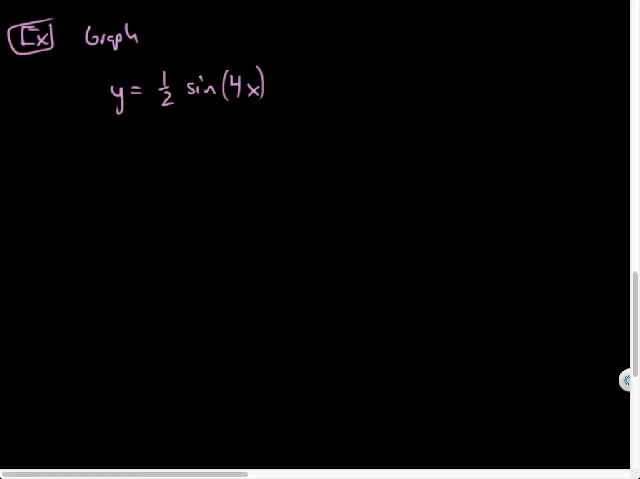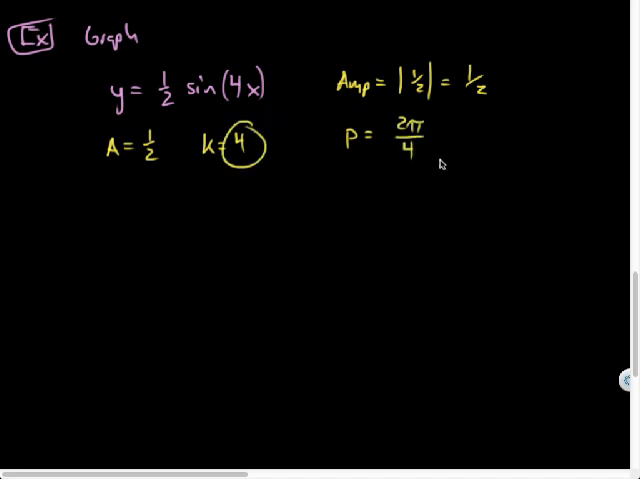So in this case, let's figure out what a and k are first, and then we'll find the amplitude and period. So let's see, what's a? Yep, a half. What's k? 4. So the amplitude is going to be the absolute value of a half, which is a half. And the period is going to equal 2 pi divided by 4, divided by the value of k, which, what's that simplified to be? Yeah, 1/2 pi or pi over 2.